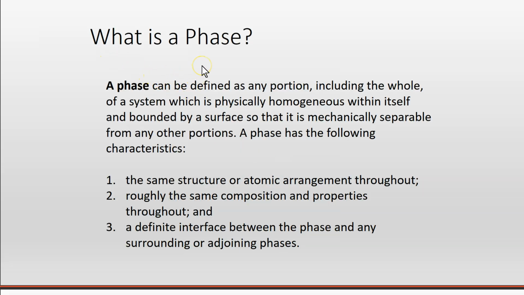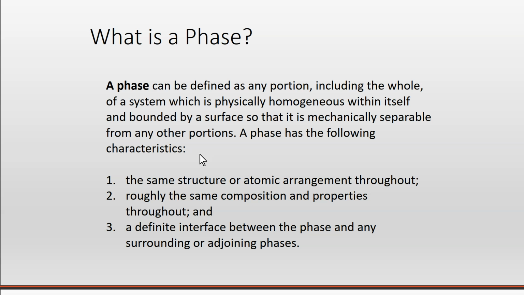A phase can be defined as any portion, including the whole, of a system which is physically homogeneous within itself and bounded by a surface, so that it is mechanically separable from any other portions. A phase has the following characteristics. It has the same structure, atomic arrangement throughout, roughly the same composition and properties throughout, and there's a definite interface between the phase and any surrounding objects and/or adjoining phases.